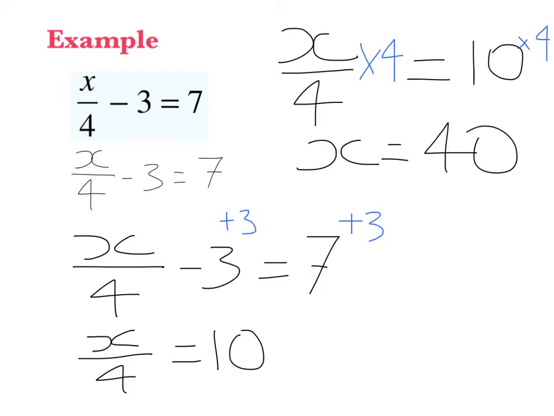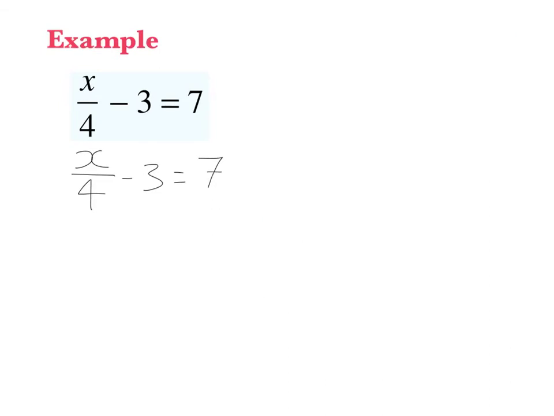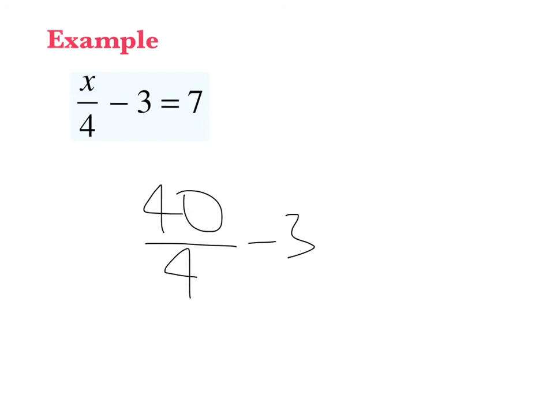So I can see if I'm right, let's try substituting. Let's do it quickly in my head. I've come out with x equals 40. That's my answer. So 40 divided by 4, subtract 3 equals 7. What I'm wanting to see here is that this side is equal to this side. I'm hoping that my left-hand side is going to equal 7. 40 divided by 4 is 10. 10 subtract 3 is 7. 7 equals 7. Excellent. I've solved my equation correctly.